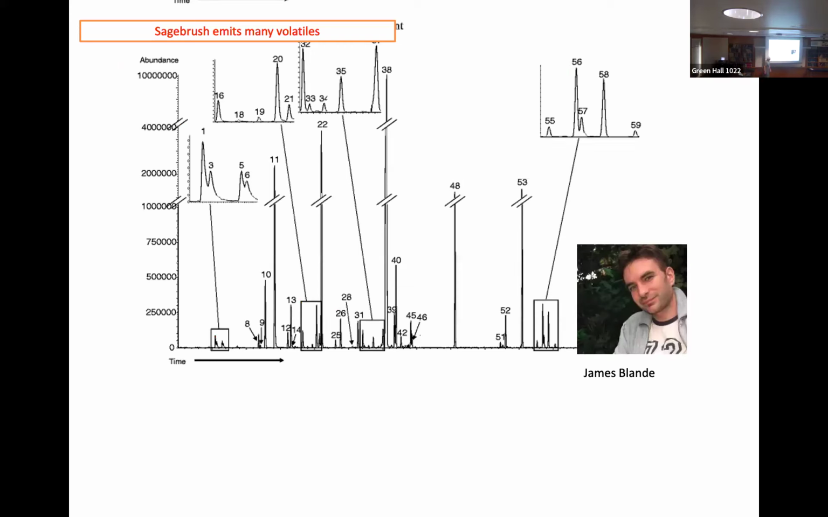So when James has collected these volatiles and analyzed them with GCMS, he is able to find a lot of peaks, depending upon the fanciness of the machines and the fanciness of the techniques. People have measured about 100 volatile peaks that are emitted by sagebrush. So the potential language is really enormous, and we're never going to get to the bottom of this.